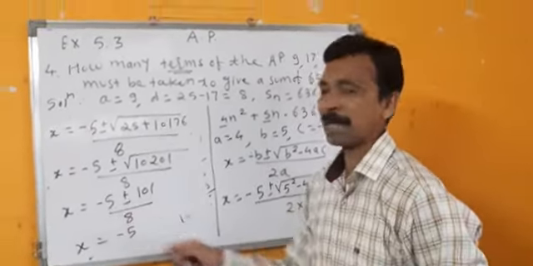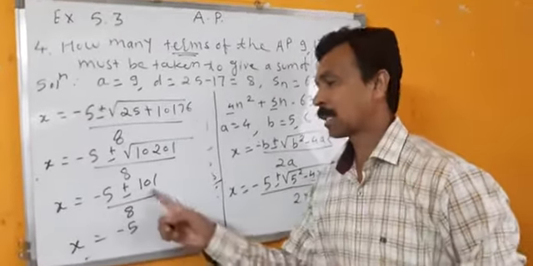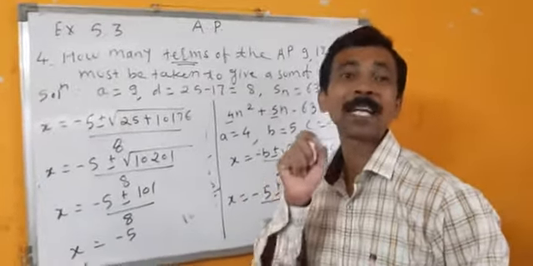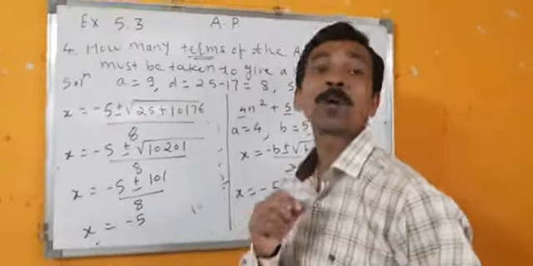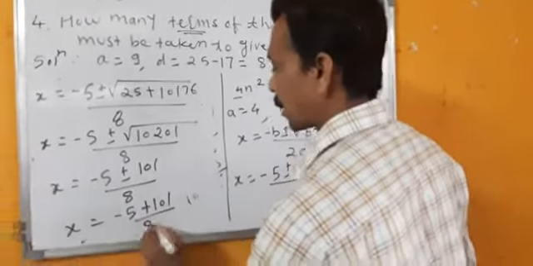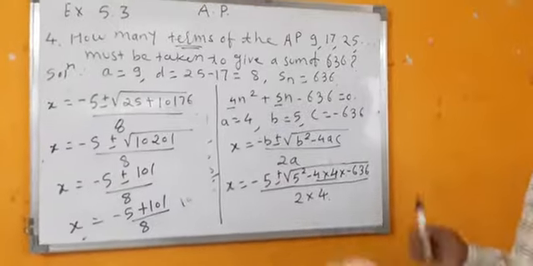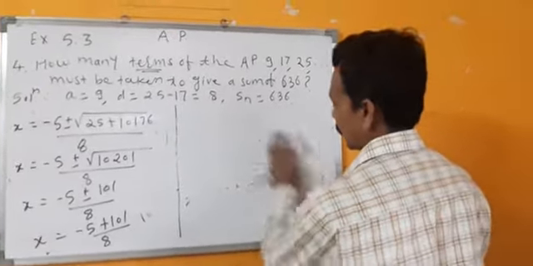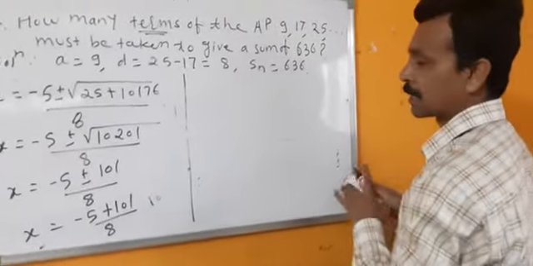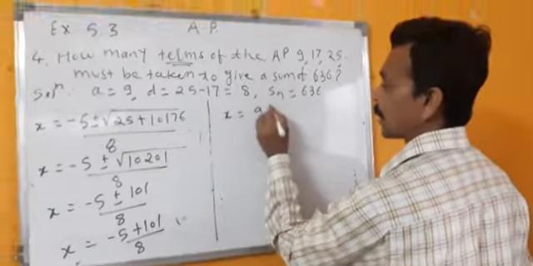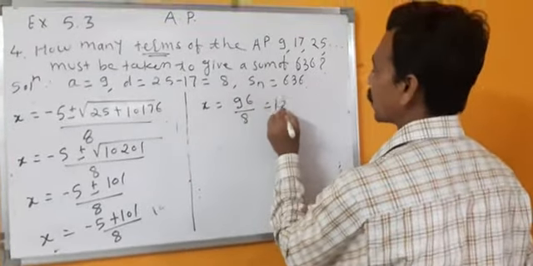Plus or minus means once you take plus, the other time you take minus, so you will get two values of x. x means here n, and we will take the positive number. That will be plus 101 upon 8. Let's see which value is positive and which is negative. x is equal to minus 5 plus 101 is 96 upon 8, which is equal to 12.